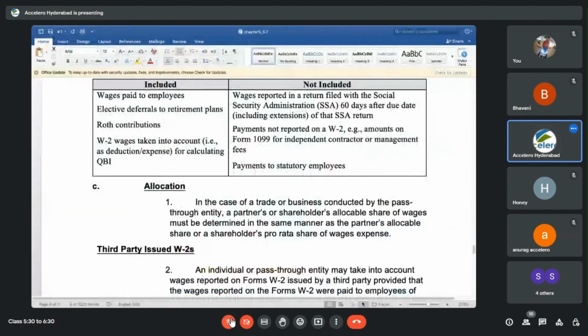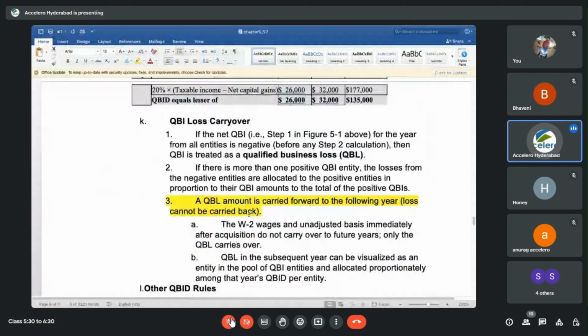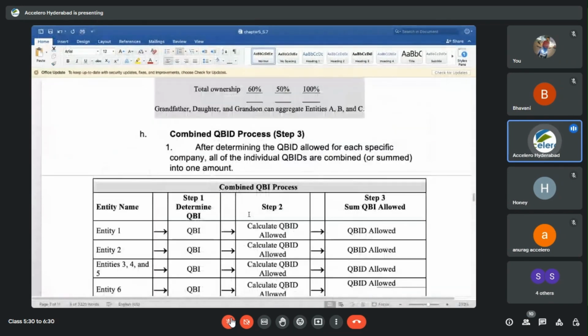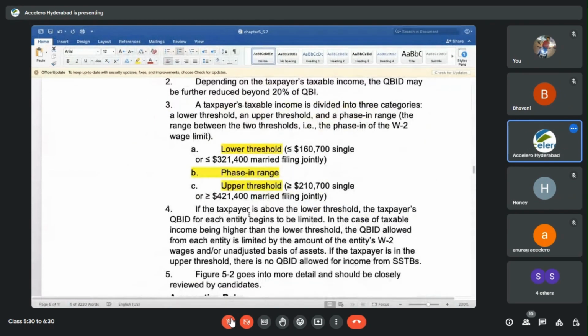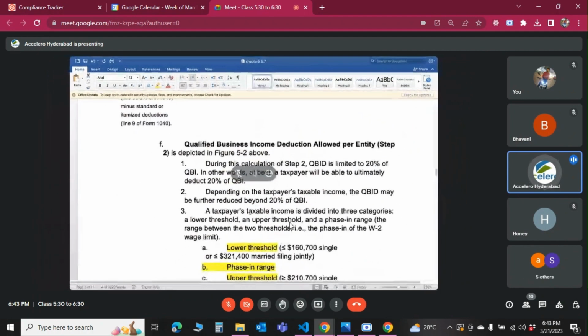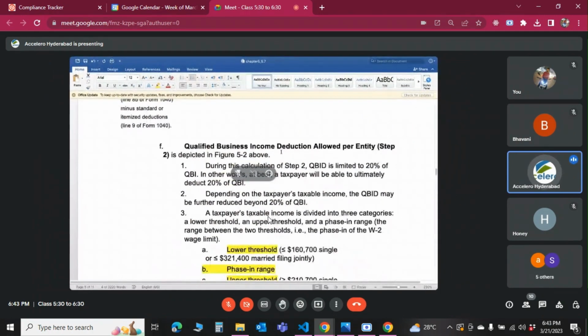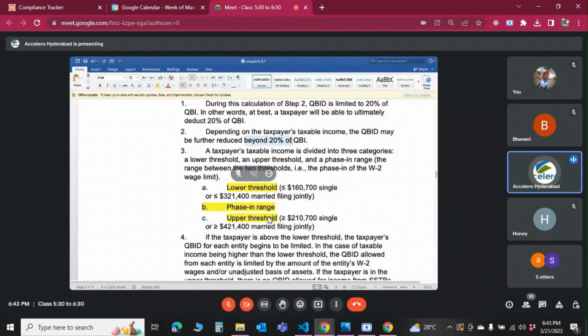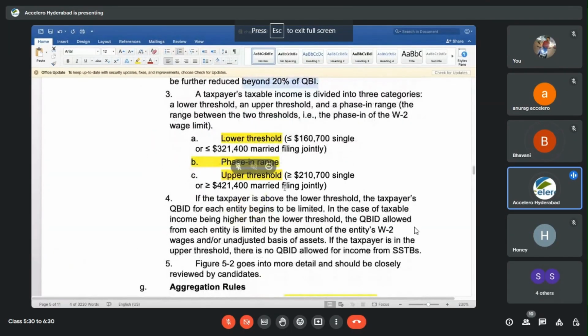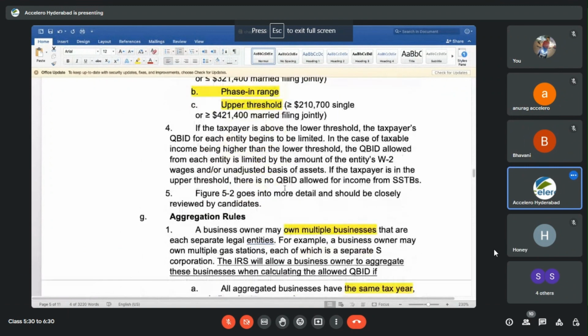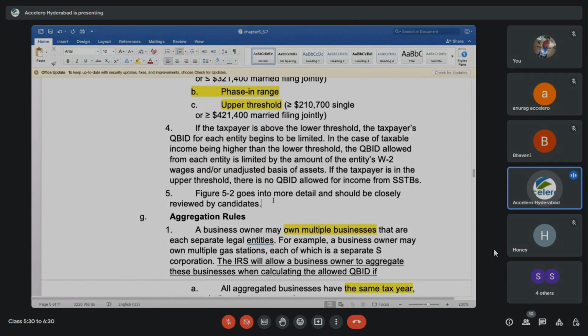So let's go with that. We'll stop here now, and we'll start with aggregation rules. We have seen how the QBI deduction can go even lower than 20%. 20% is the highest one can get. It can go lower than that based upon what category we are falling under. Okay, any questions?